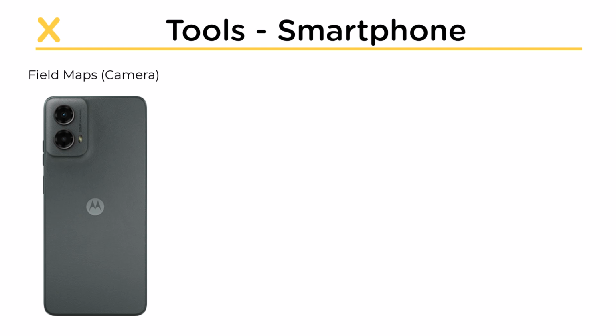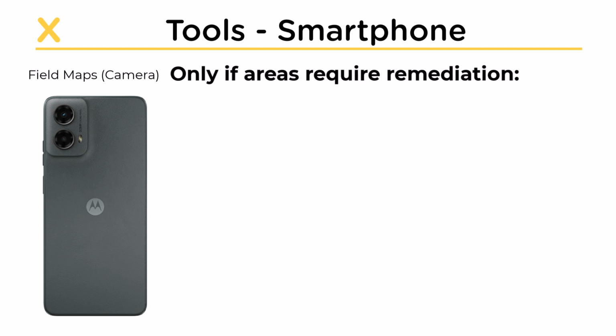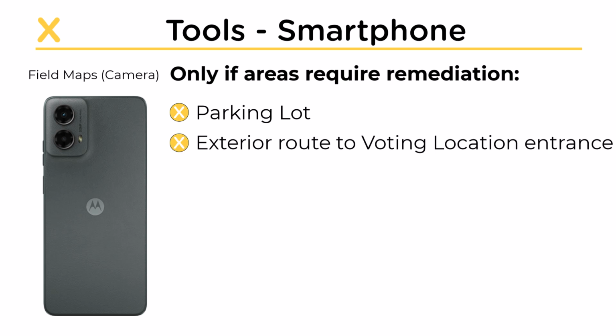Take additional photos of the following only if there are accessibility issues requiring remediation. Parking lot, to assist the elector in locating the parking lot. For remediation, focus on the accessible parking or where parking would need to be adjusted. Exterior route to voting location entrance. Use more than one photograph, if required. Use close-ups to indicate any issues with threshold, slope, and/or width on the route of travel.